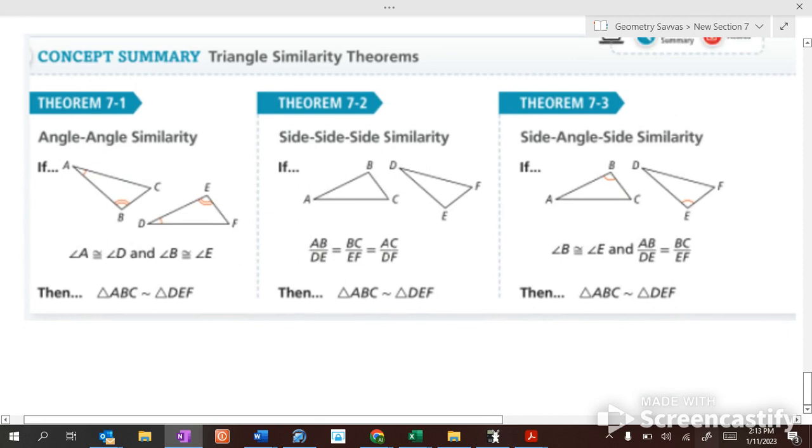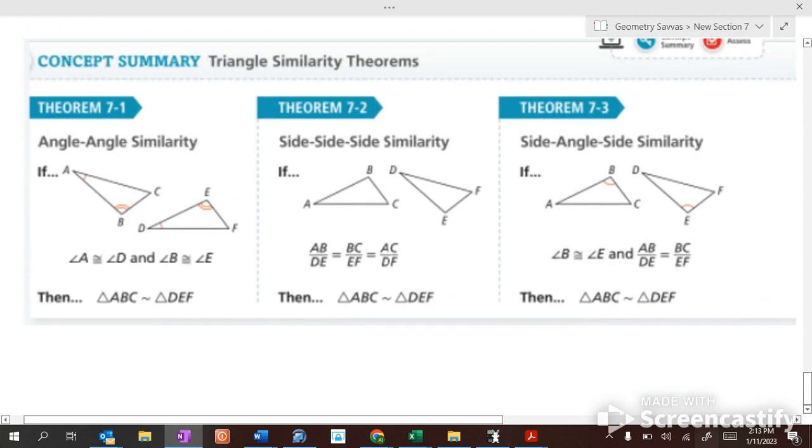All right, so how do we have similar triangles? Well, if two pairs of angles are congruent, then we have similar triangles. If all three sides are proportional, then we have similar triangles. Or if we have two sides surrounding an angle proportional to two sides surrounding an angle that are proportional, and the angles are congruent, then it's similar. Okay? So that is all we are doing today.